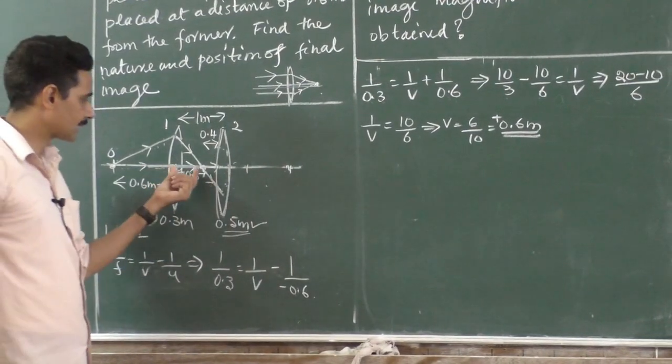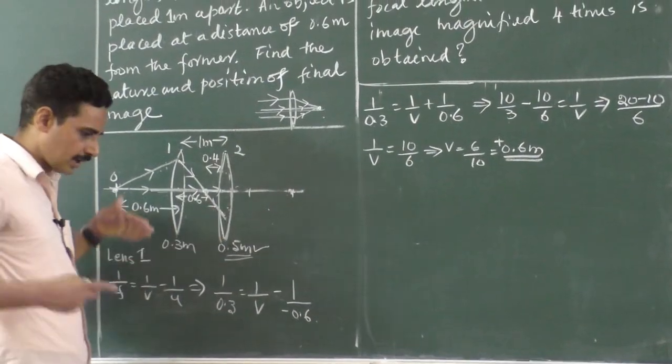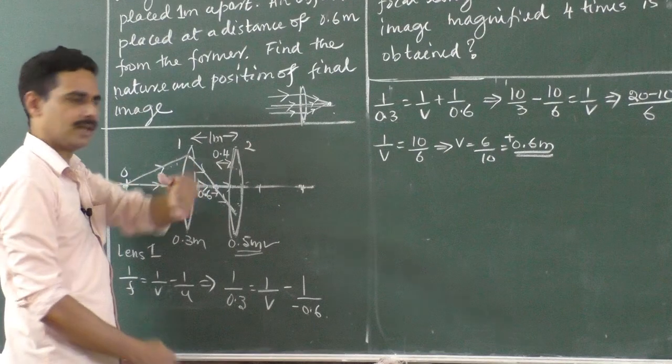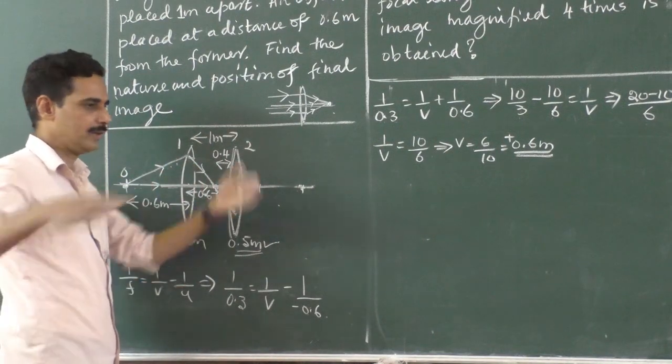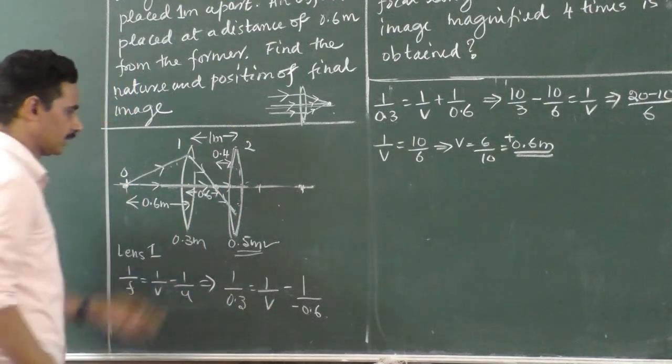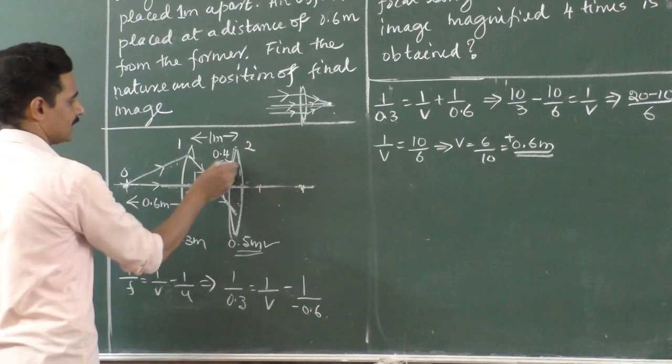Now that acts like an object for the second lens, because rays of light merge, produce the image, and move forward. They don't take rest. They continuously keep on moving. Wherever they meet, they produce the image. So the image is formed, and that acts like an object for the second lens. Object distance is 0.4.